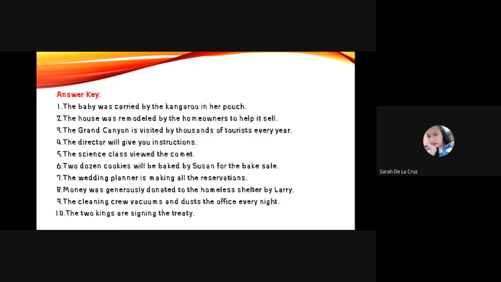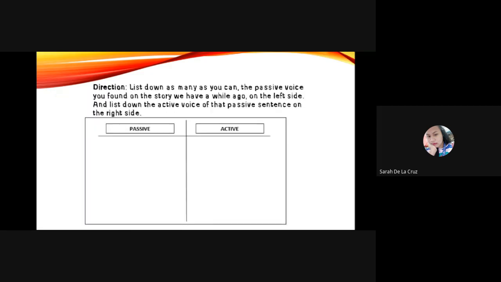Okay, let's move on. I have a T-chart with passive and active on top. What you are going to do is to list down as many as you can of the passive voice you found in the story we had a while ago on the left side, and list down the active voice of that passive sentence on the right side. And after that, please present your work. Am I clear? Okay. You will do it with your groupmates that I already sent the group list in your G class. You may start now. I will just give you 10 minutes to do your task.